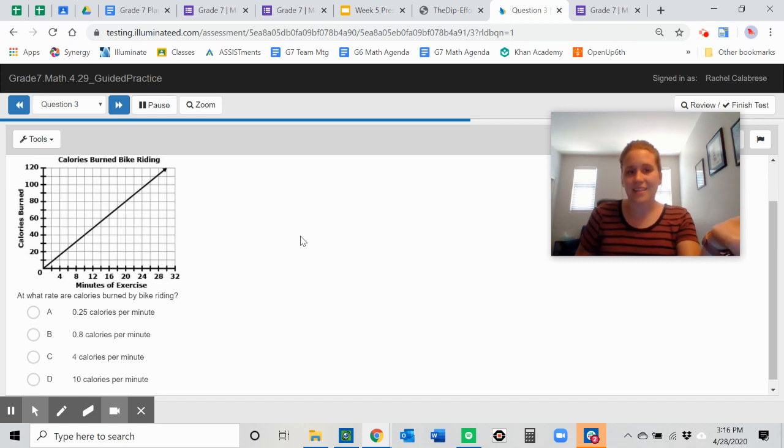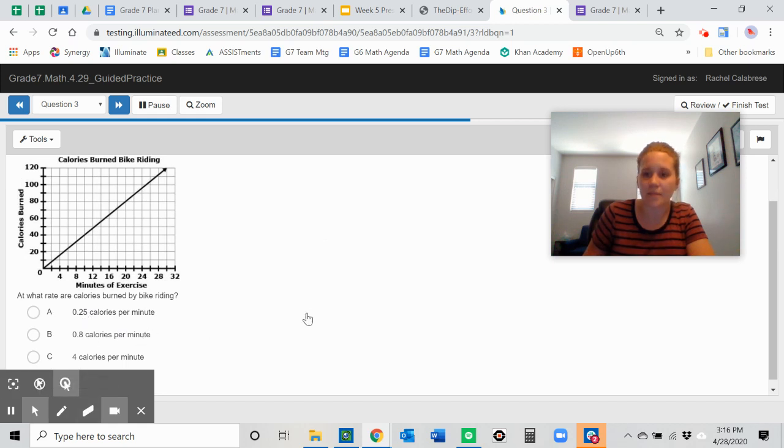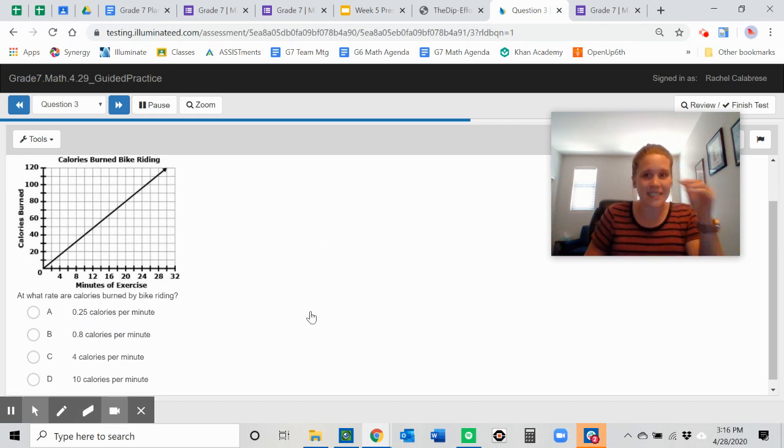That's because the question is not asking for what's the COP. It's asking for how many calories per minute, right? And so I see per minute. I know that means 1 minute. So I'm thinking already I can take a ratio from the graph, put it in the table, and then find my 1 row with a 1 in the minute column, okay?